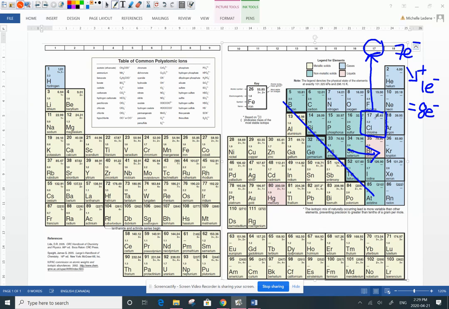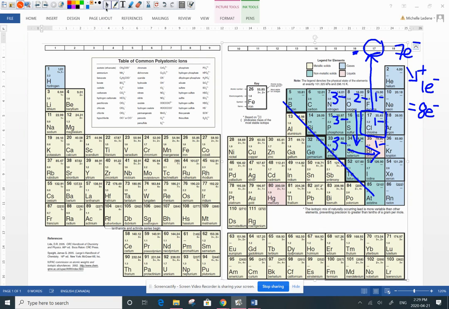So what is its charge? 1 negative. Everybody in group 17 is a 1 negative ion charge. Everyone in group 16, 2 negative, all the way down. Nitrogen, nitride, phosphide, arsenide, those are all 3 minus, because again, they're gaining electrons.